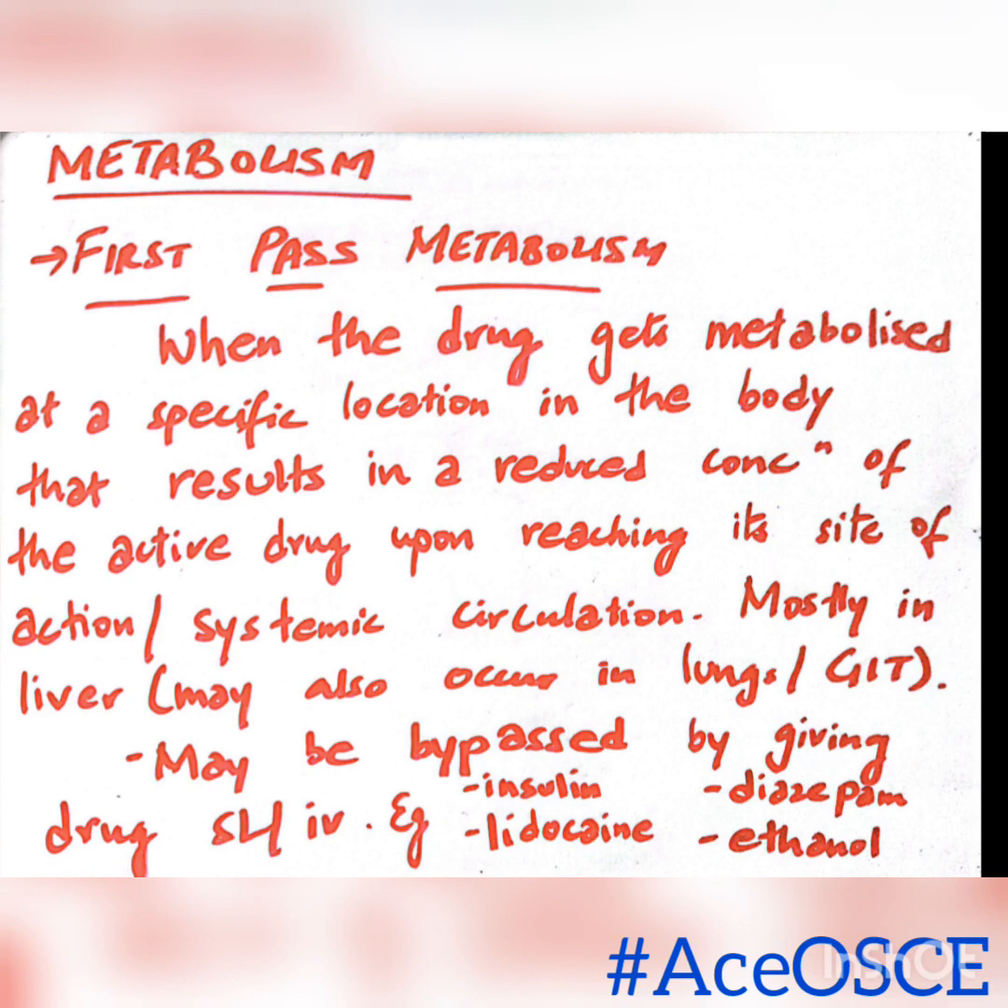It usually occurs in the liver and may also occur in the lungs or the GIT. So this is an important thing to know. If you ever get a question about this, it can also occur in the lungs or GIT, not just the liver. Now, this may be bypassed by giving the drug either SL or IV. For example, insulin, lidocaine, diazepam, and ethanol all undergo extensive first-pass metabolism, which is why they are best given in either SL or IV forms. And one of the questions that I posted was regarding first-pass metabolism as well. So keep this concept really clear.